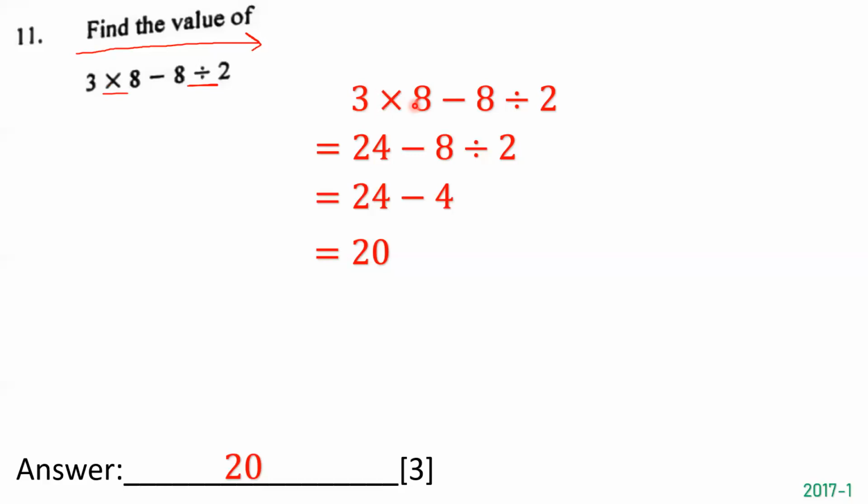What is 3 times 8? Well, 3 times 8 is 24. We bring down the minus 8 divided by 2. Notice that we have subtraction and we have division. We always divide before we subtract. So we're going to divide 8 by 2. 8 divided by 2 is 4. And we subtract 24 minus 4, which is 20. And so the answer here is 20.